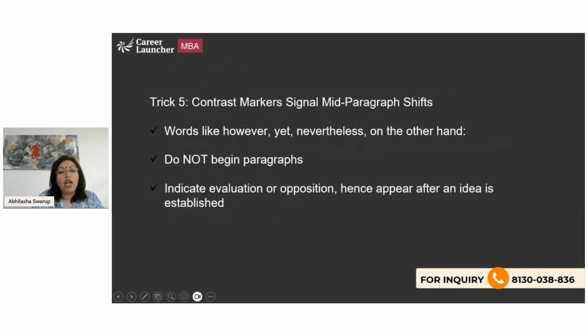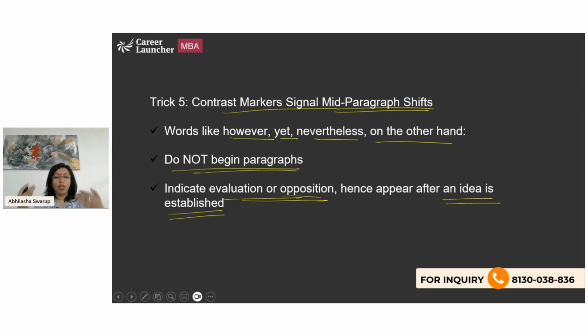Trick number 5: contrast markers signal mid-paragraph shifts. Words like however, yet, nevertheless, on the other hand, they don't begin paragraphs, so they can't be the first sentence. They indicate evaluation or opposition, so they will always appear after an idea is established. Once I say something, then only I will either evaluate it or oppose it. So remember that these contrast signal markers are so important. Contrast signal markers could be these: however, yet, nevertheless, on the other hand. They could also be though, although, even though.